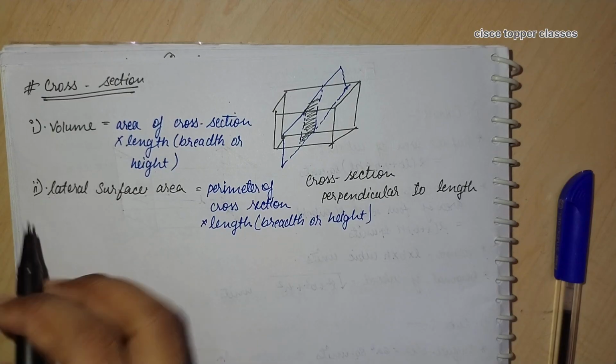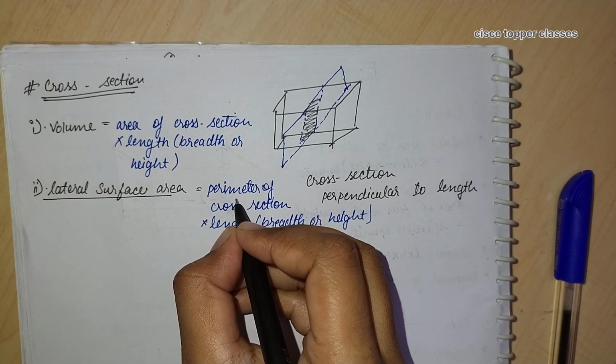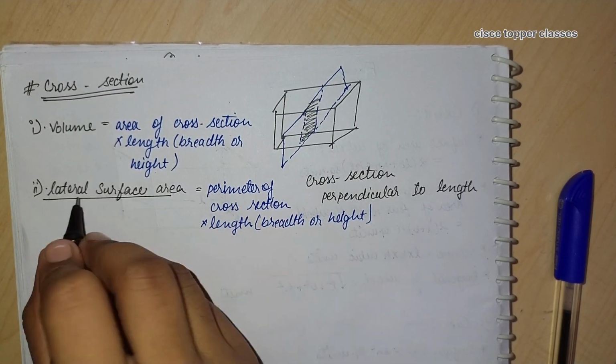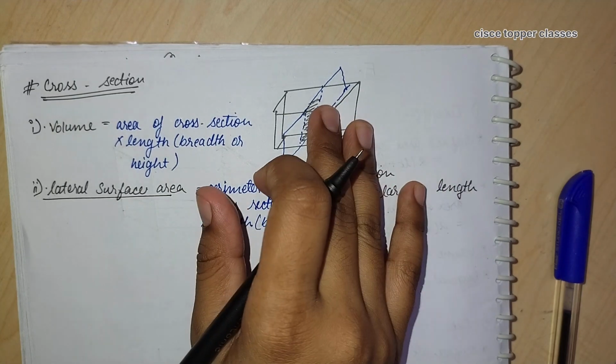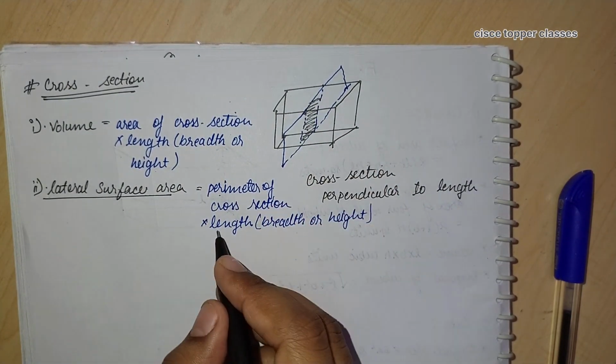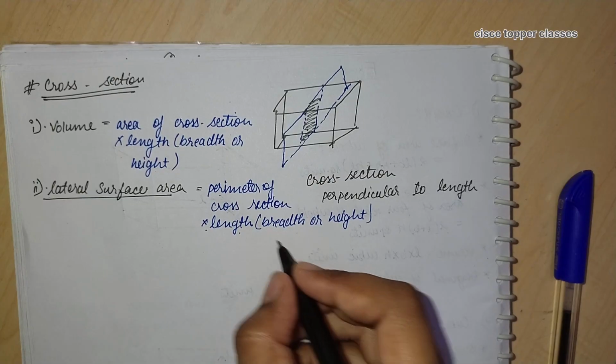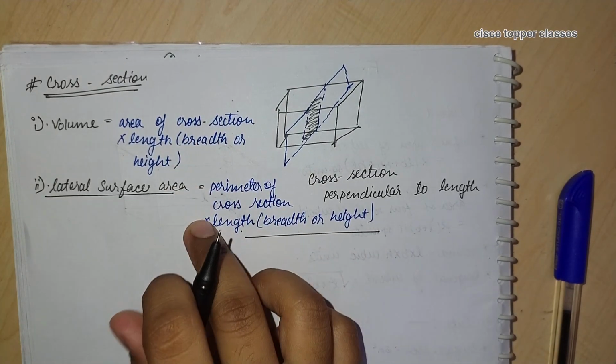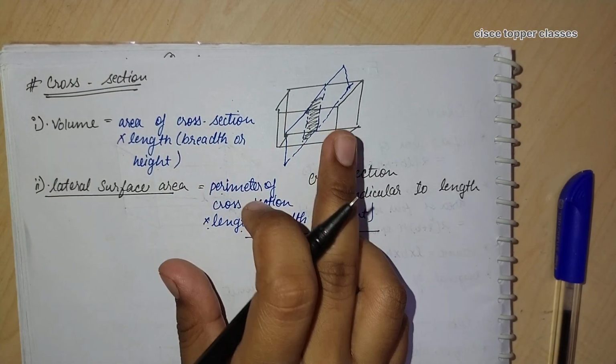Now if you want to find the lateral surface area, again the area of the four walls, that will be the perimeter of the cross section, meaning the boundary of the cross section, into length, breadth or height. So these are the two formulas by cross section.